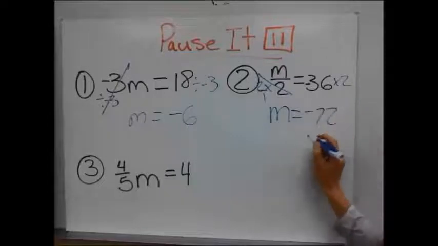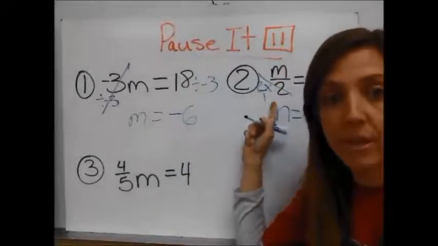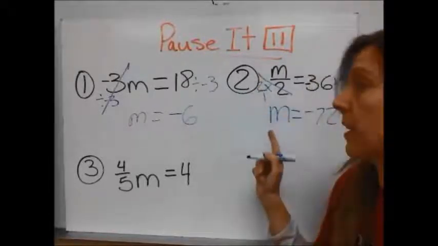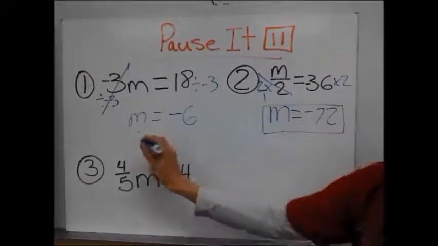72. And then if I plug it in, negative 72 divided by a positive 2 is going to be a negative 36, because a negative divided by positive is a negative. And so I get negative 36. So m equals negative 72.